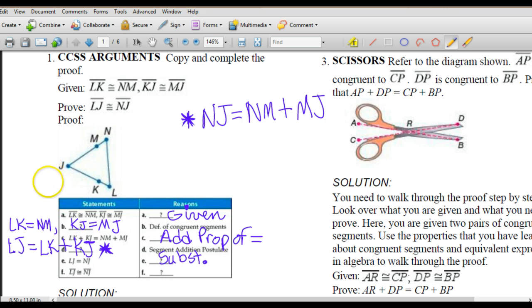And then in the final step, it says that LJ is congruent to NJ. So this, once again, is definition of congruent. This is the symbol for congruent segments.